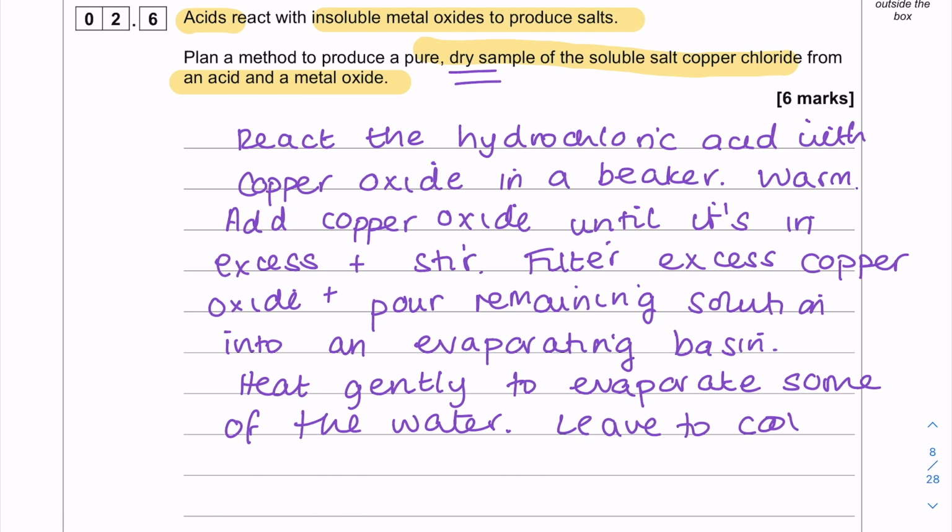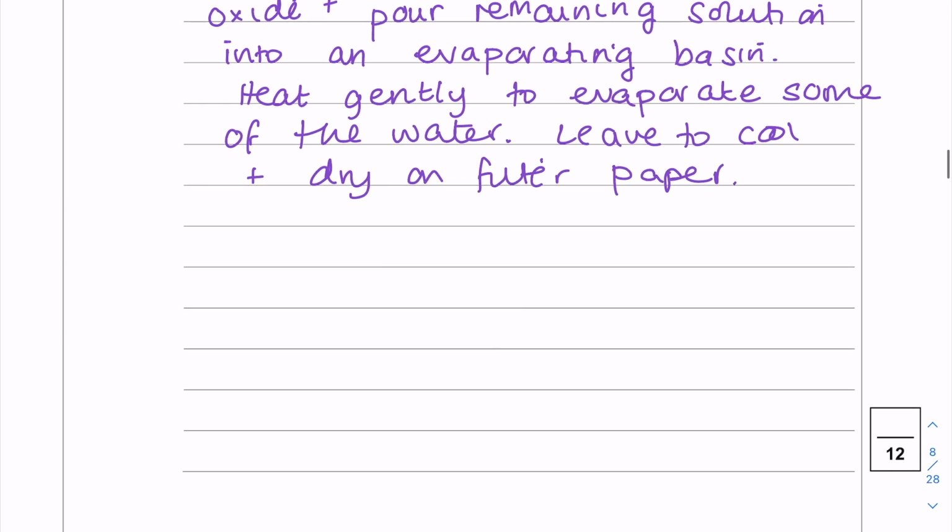on filter paper. So to go over this method again, we've taken our acid and our metal oxide, we've stirred them together inside a beaker, we've added the metal oxide in excess, and that means we therefore need to filter to get the remaining salt solution. Because we've been asked to find a dry sample, it means we need to heat it to evaporate some of the water, and then finally leave to cool and dry on filter paper.